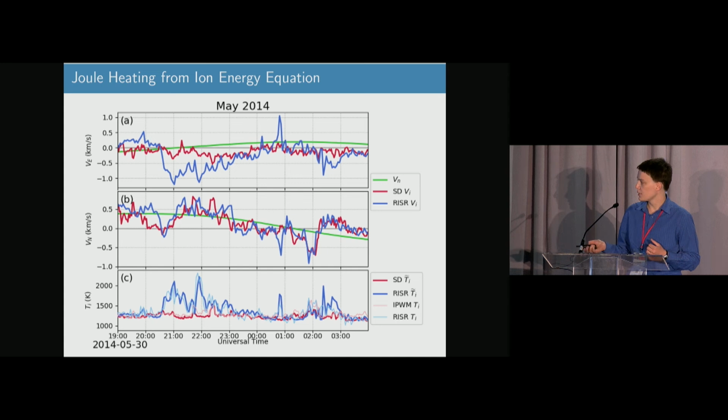And when you do that calculation, which is the equation on this previous slide, the dark blue line is that calculation using the riser velocity. The dark red line is that calculation using the convection map velocity. And then the light blue line is actual measured TI from riser. And the pink line here is the TI from IPWM.